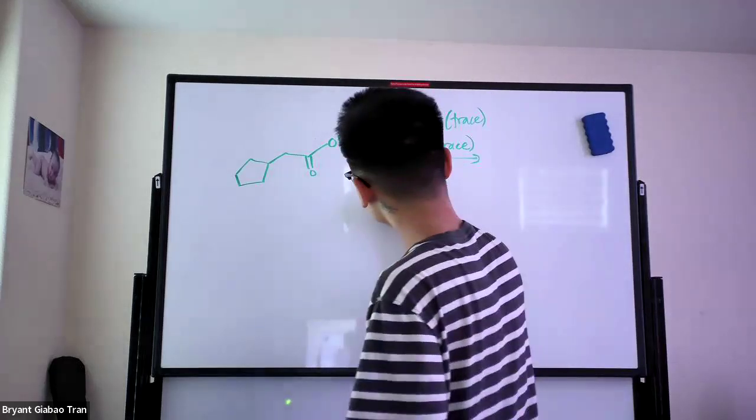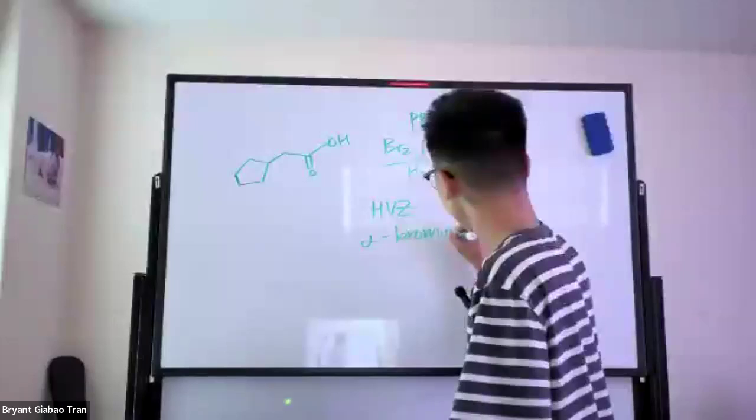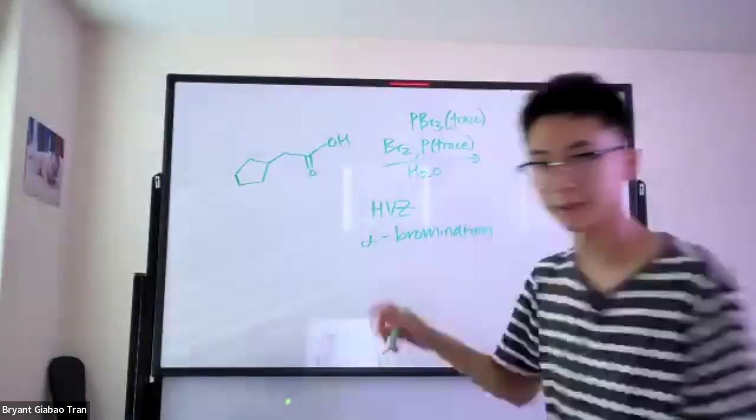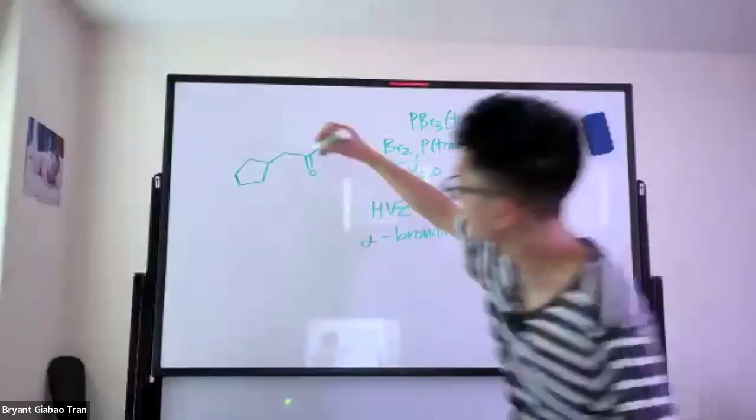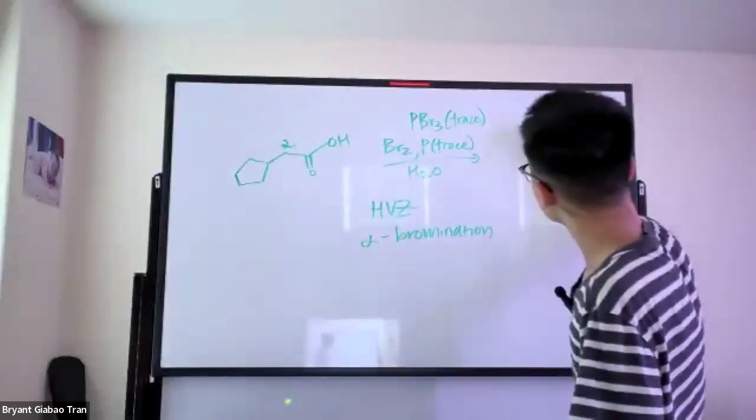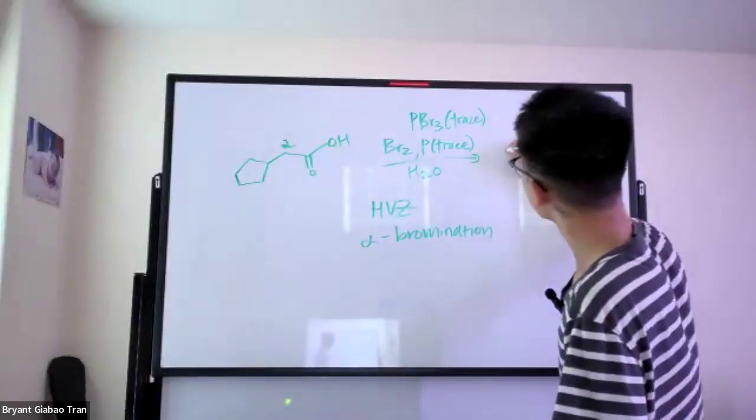Is it bromination? Yeah. Bromination on what carbon? Alpha specifically. HVZ is always going to brominate the alpha carbon, or alpha bromination, which is this alpha carbon here. We just add a bromine right there, and that's it.